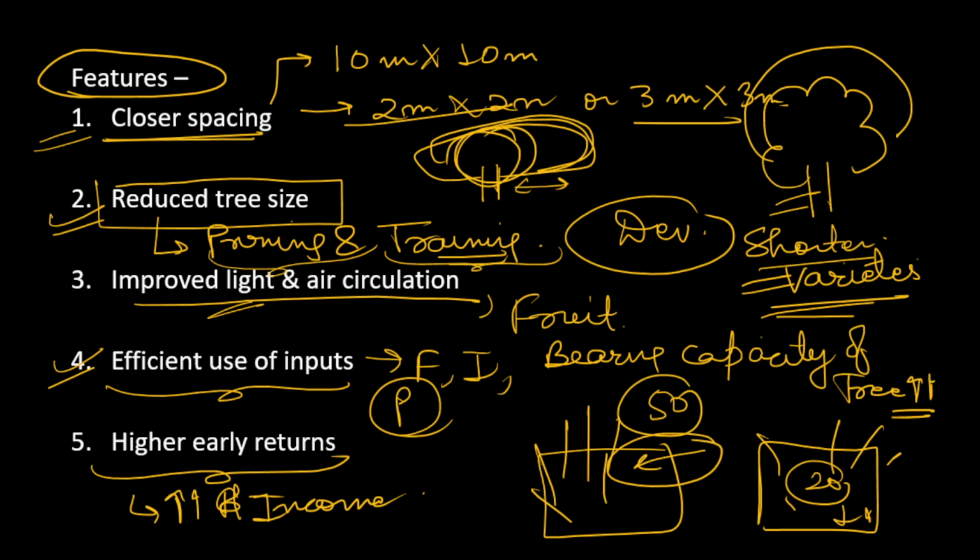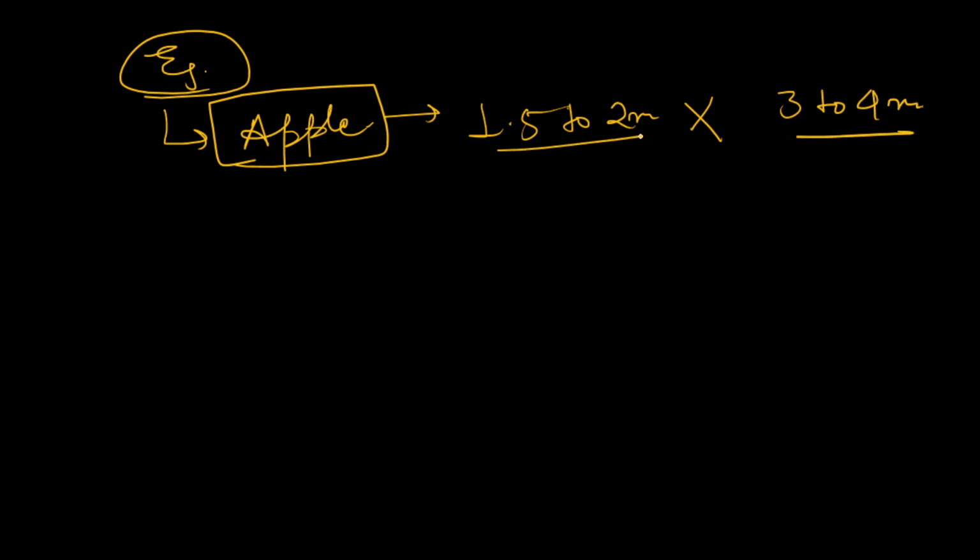As the question also asks about examples, there are many fruit trees in which the high density planting system is used, and some of the common examples are apple. We can use high density planting in apple by reducing the size. Generally we keep the spacing around 1.5 to 2 meters by 3 to 4 meters. So this is the spacing which we keep in apple.